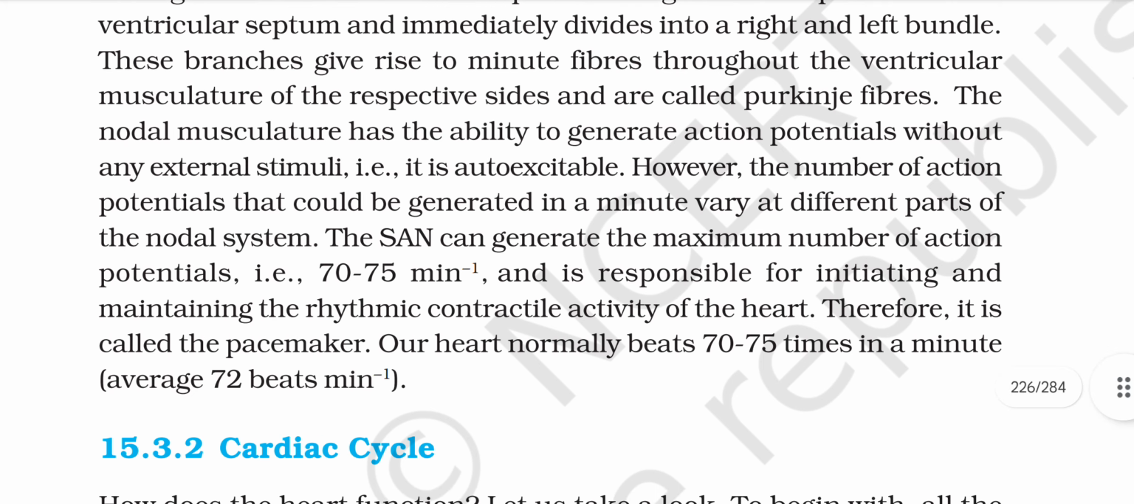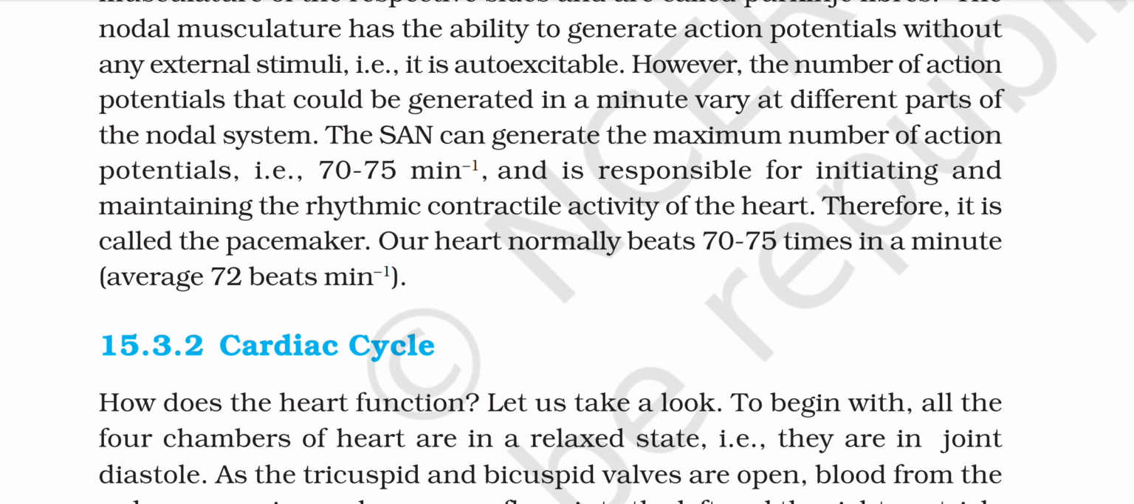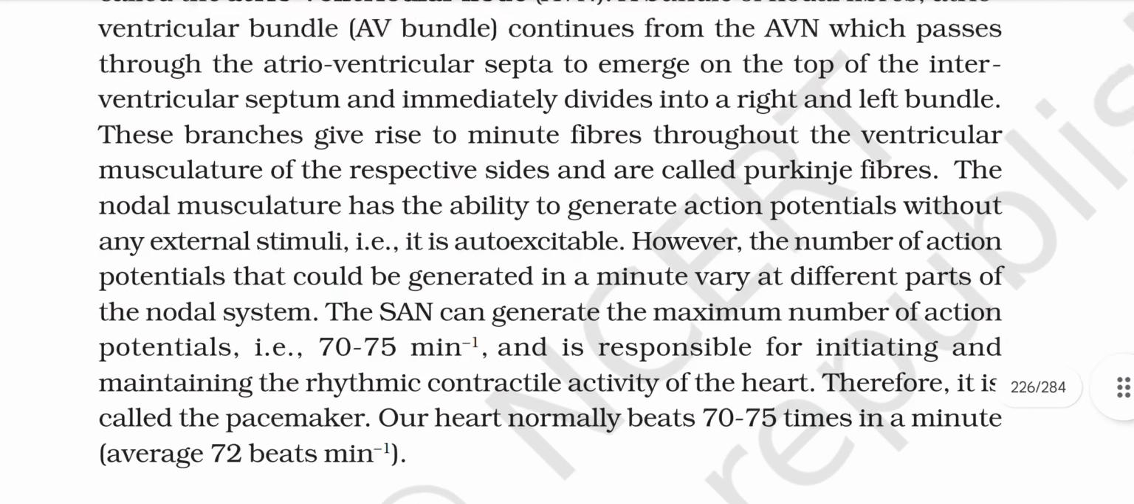The nodal musculature has the ability to generate action potentials without any external stimuli, that is, it is auto-excitable. However, the number of action potentials generated in a minute varies in different parts of the nodal system. The sinoatrial node can generate the maximum number of action potentials, 70 to 75 per minute, and is responsible for initiating and maintaining the rhythmic contractile activity of the heart. Therefore it is called the pacemaker. Our heart normally beats 70 to 75 times in a minute, average 72 beats per minute, right?